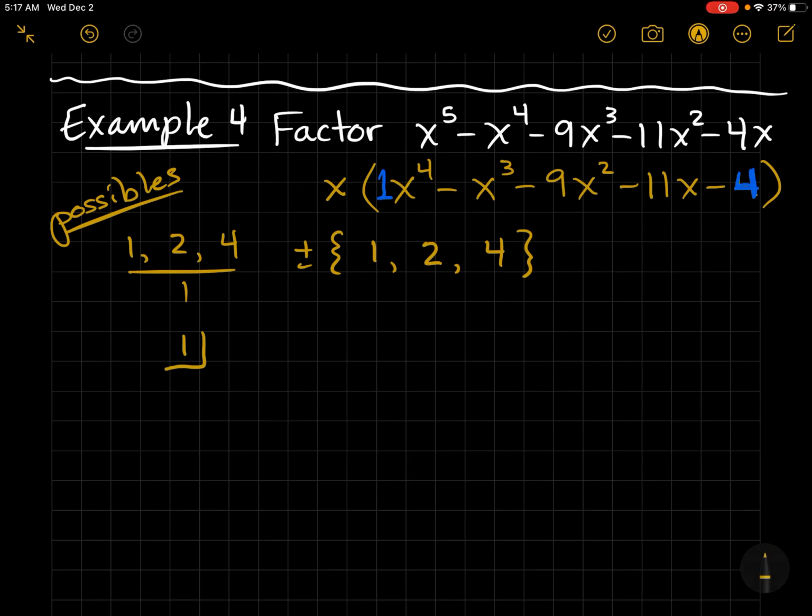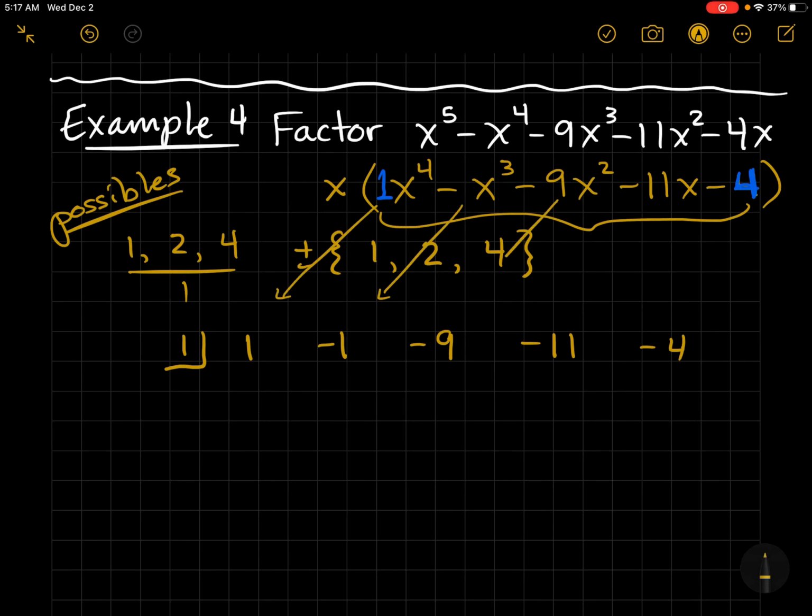I always like to start with 1. And now look inside here for your coefficients. 4, 3, 2, 1. Okay, I don't need any zeros. I got a 1, a -1, -9, -11, and -4. Remember, we just take those coefficients and put them right on in there like we did in the last lesson when we learned synthetic division. So now, I'm going to bring that down and start multiplying.